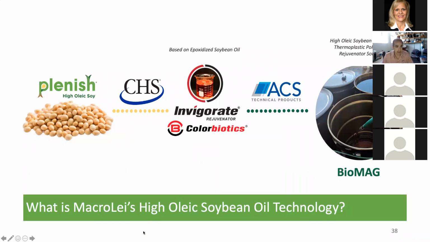So the basic idea of the technology is we start with high oleic soybeans. Those are crushed into oil and then epoxidized, and then that epoxidized high oleic soybean oil is mixed with another epoxidized soybean oil-based solvent, and then polymerized using our patented technology into this polymer-rich liquid that we know as BioMag. So BioMag is 95% soy-based, and it's about 50% polymer and 50% asphalt rejuvenator.